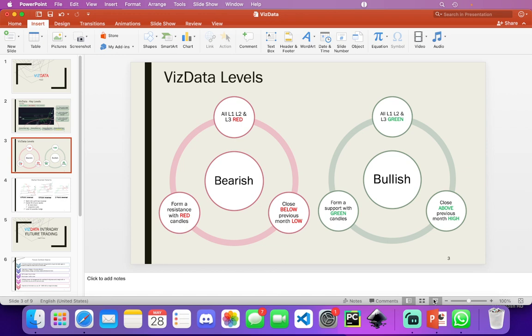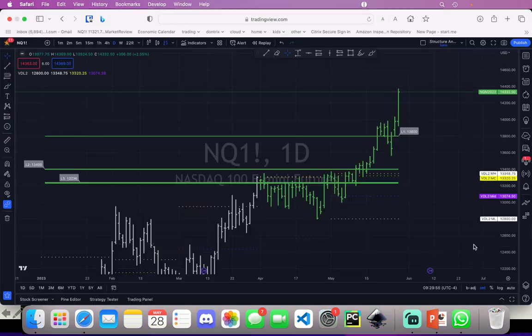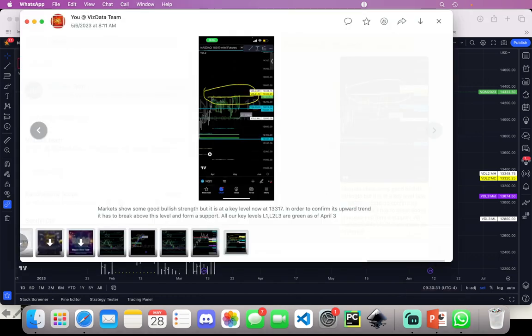Okay, so the two conditions were met on April 3rd, but it did not form a support and it did not break above the previous month high, and that's what we were waiting for, right? Which happens eventually, as you see here. This is a message we posted on our WhatsApp group on April 3rd. On this level our expectation was this is at a previous month high and this month high, both are the same. So we said, okay, it turned green on April 3rd, but it has to break this congestion.